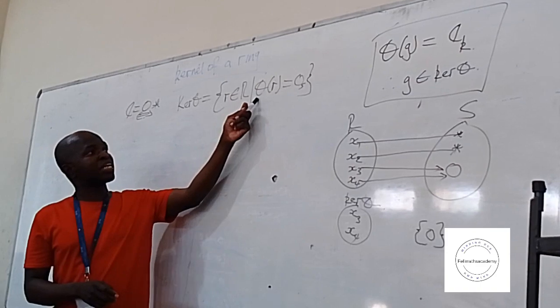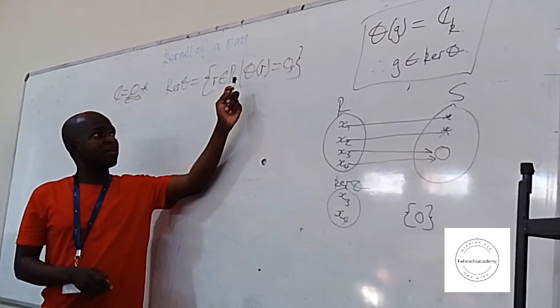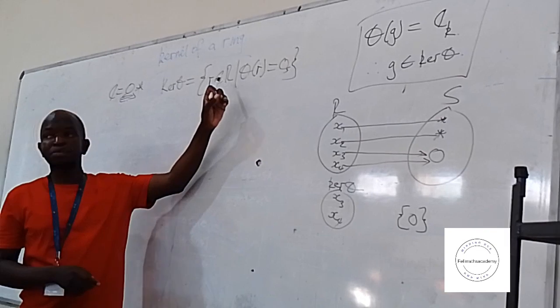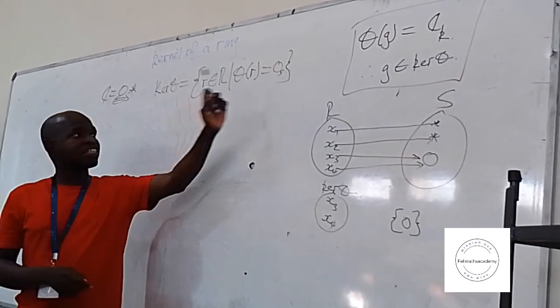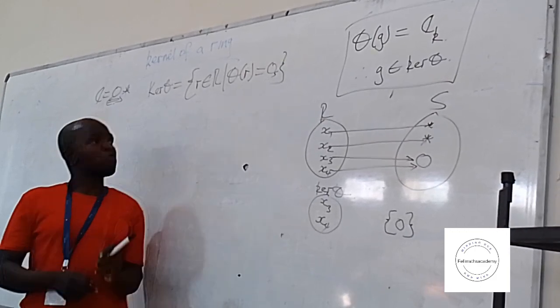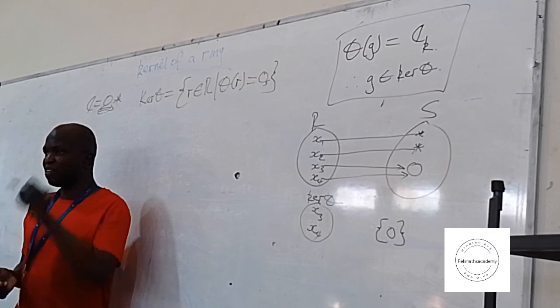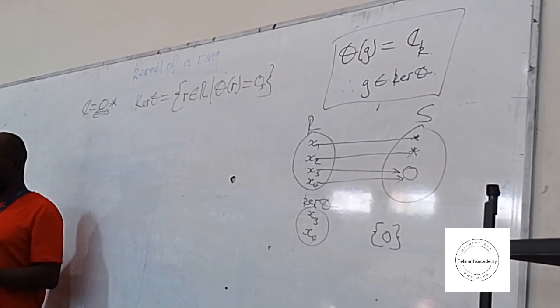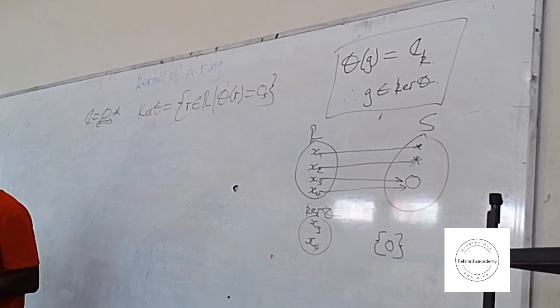So we are mapping an element r by the homomorphism theta so that theta of r is equal to the identity of S. Therefore, we can conclude that r is an element of the kernel of theta. And it's alright. I think it's clear.